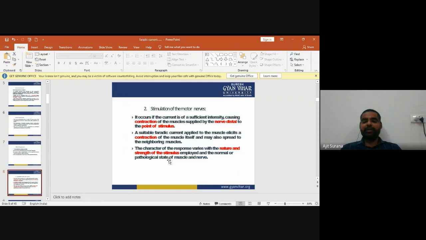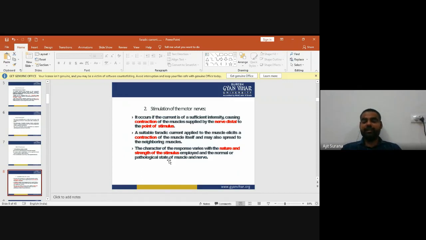A suitable Faradic current applied to the muscle elicits a contraction of the muscle itself, and it may also spread to the neighboring muscles.